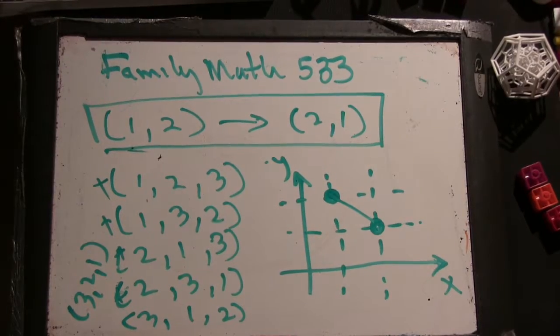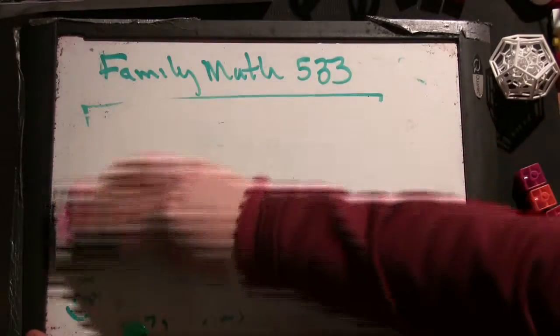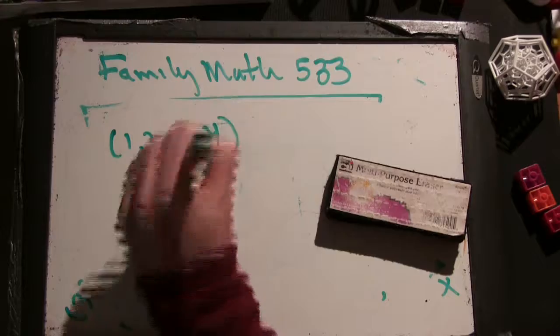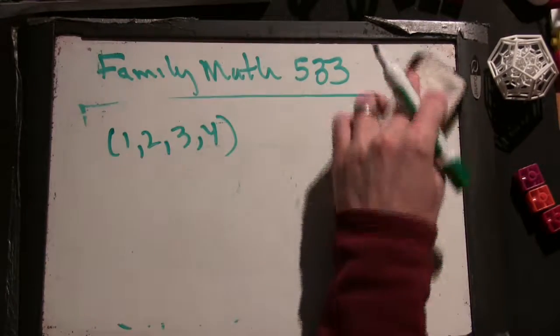Okay, so the next one in 4 dimensions, if we were going to do the whole thing, would be 1, 2, 3, 4. There's 24 of those. Right, and there's 24 permutations of 1, 2, 3, 4.